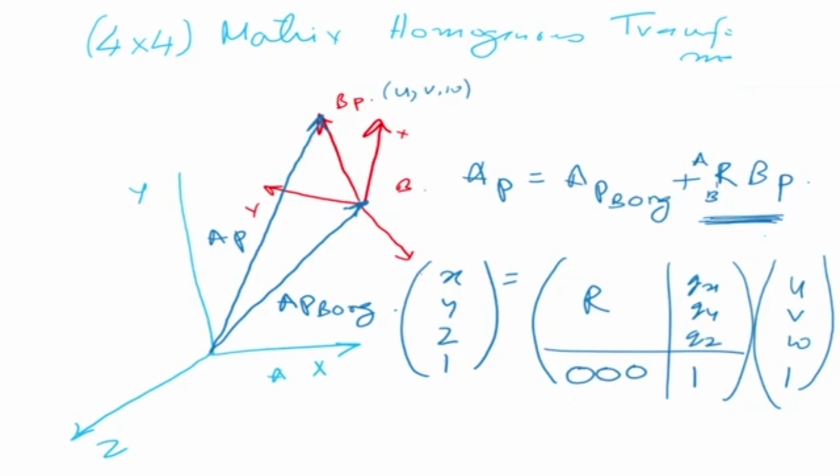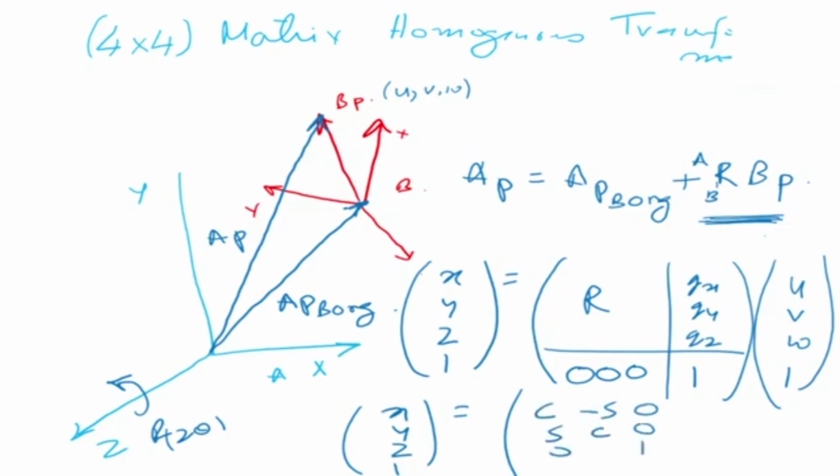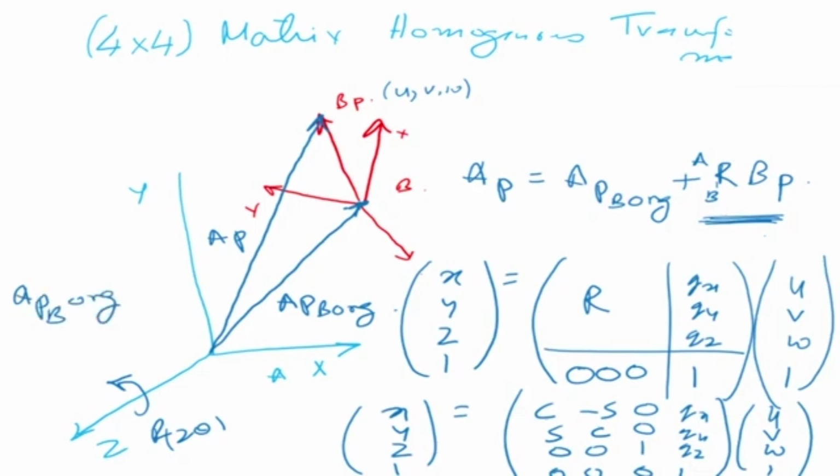Okay. Now, if you are saying we have a rotation about the Z axis, suppose for example this is an RZ theta, then XYZ1 will be equal to cos theta, minus sine theta, 0; sine theta, cos theta, 0; 0, 0, 1; then 0, 0, 0. This is my QX, QY, QZ. This is 1, and this is UVW and 1. What is QX, QY, QZ? That is the distance between the origins, APB ORG is equal to QX, QY, and QZ, right?